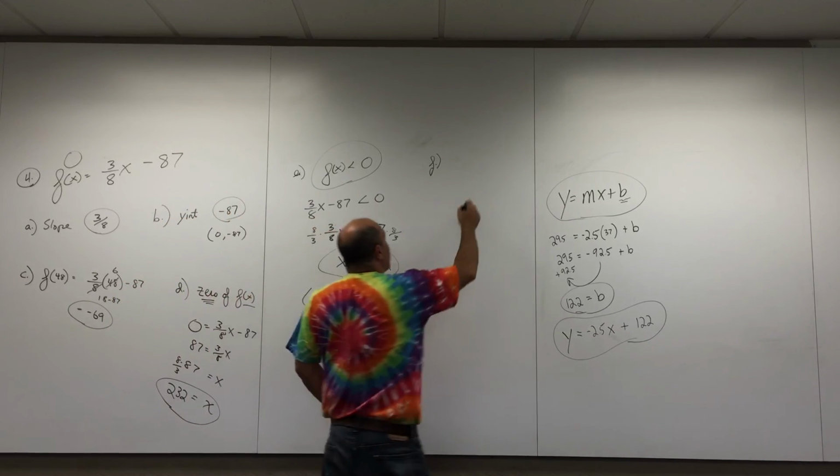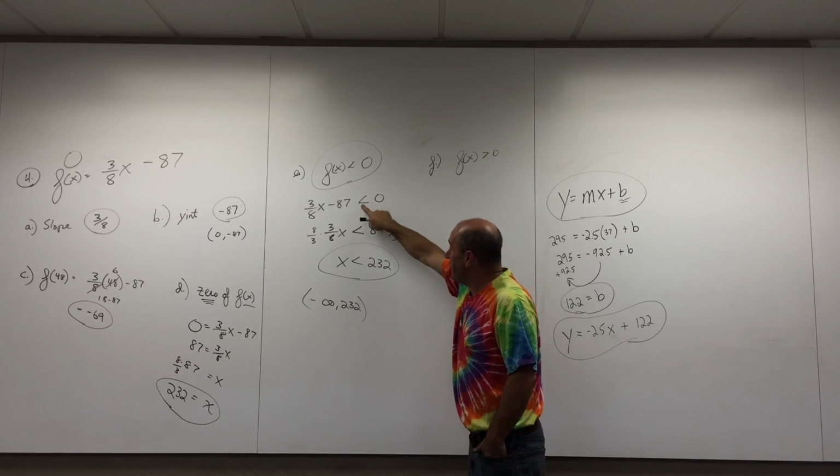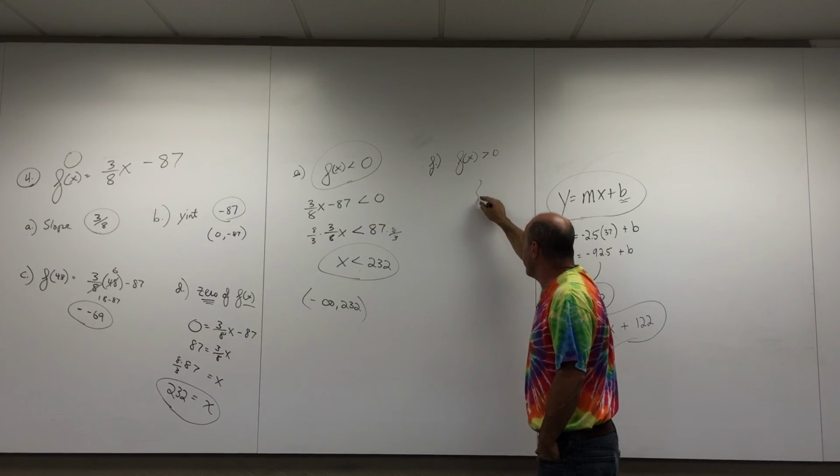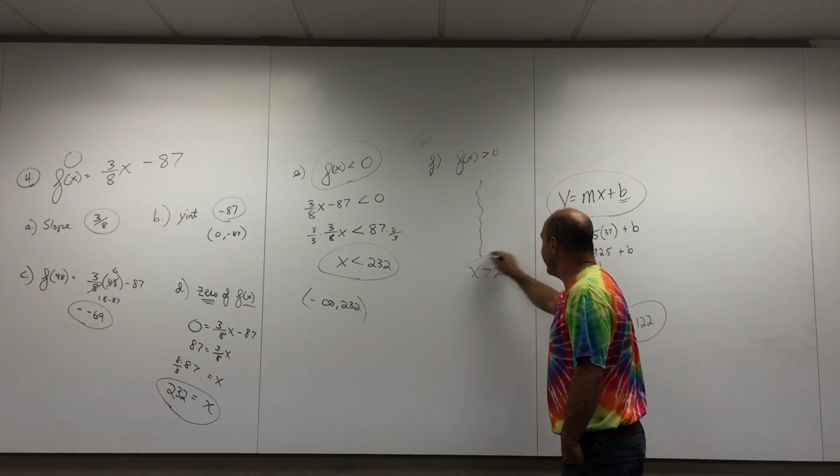So without doing it, part F says, when is the function greater than 0? You could do it. You would set up a greater than problem. Guess what the answer probably is? When x is greater than 232. Right.